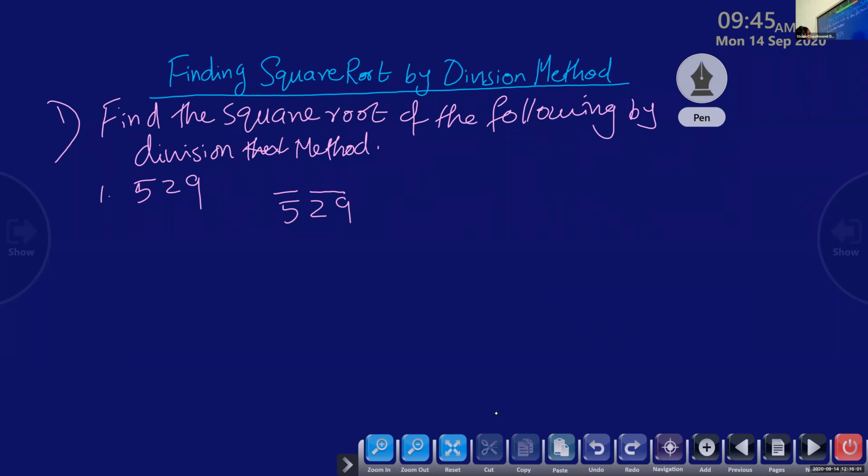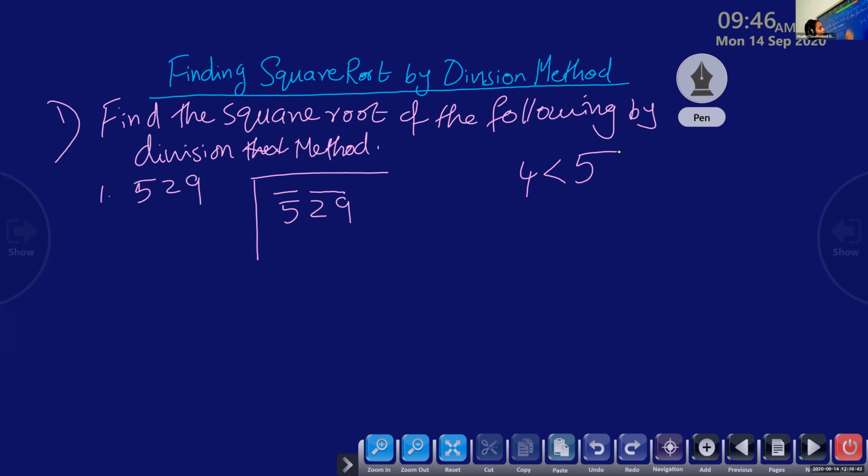We have 2 bars. Now, take the number under the first bar. Under the first bar, we have the digit 5. Is 5 a perfect square? No, 5 is not a perfect square. So, which number just below 5 is a perfect square? 4 is a perfect square, and 4 is less than 5.